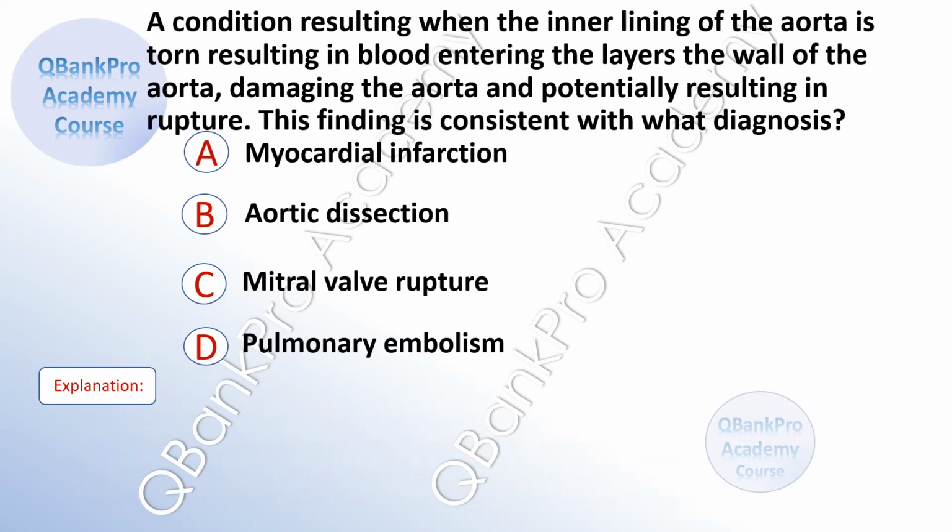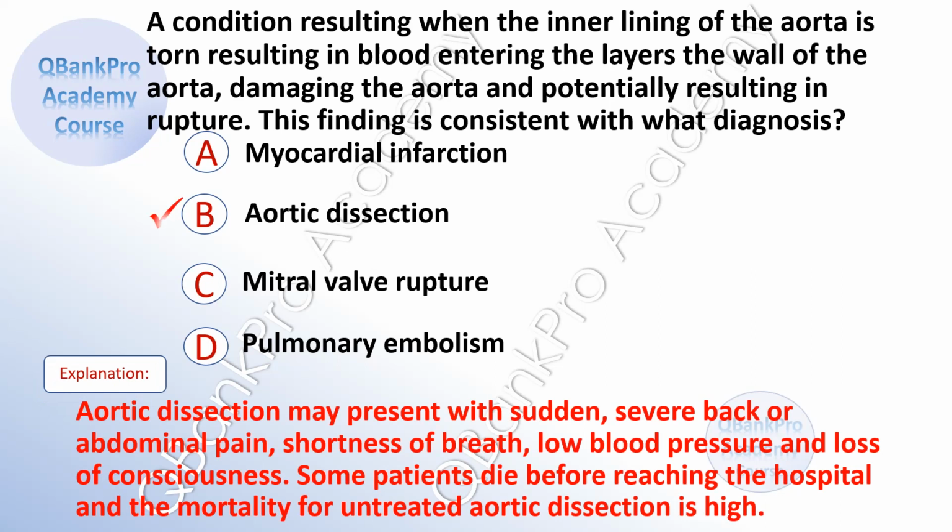A condition resulting when the inner lining of the aorta is torn, resulting in blood entering the layers of the wall of the aorta, damaging the aorta, and potentially resulting in rupture. This finding is consistent with what diagnosis? A. Myocardial infarction. B. Aortic dissection. C. Mitral valve rupture. D. Pulmonary embolism. The correct answer is B.